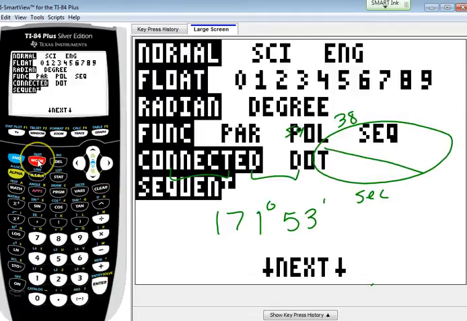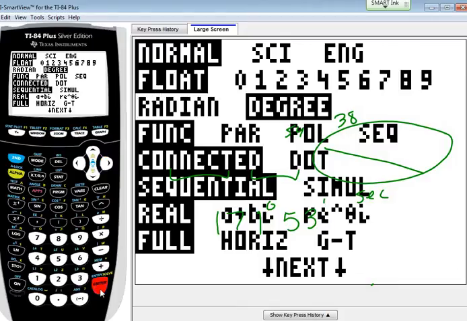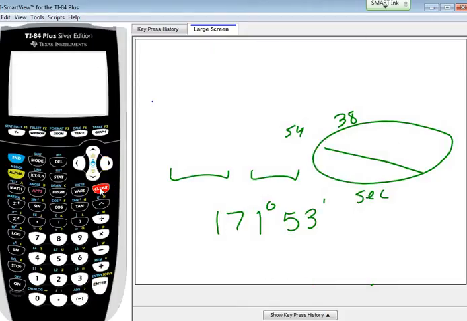Okay, so sine 87. Make sure we are in degree mode too, especially if anybody was working with the trig graph at all. Just make sure you're in degree mode.